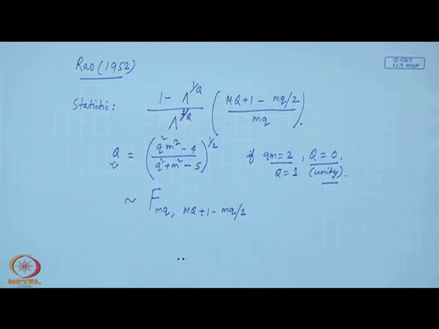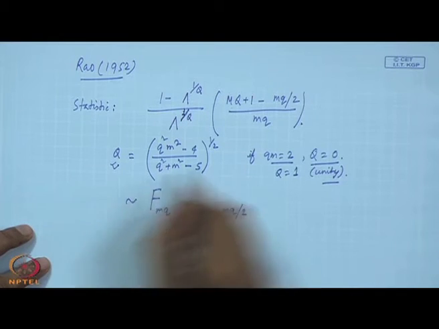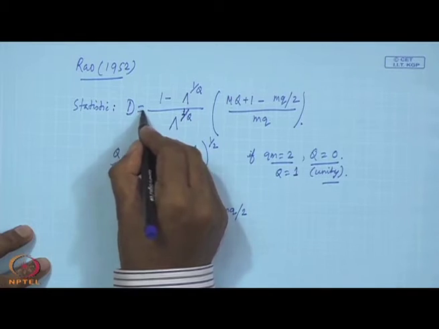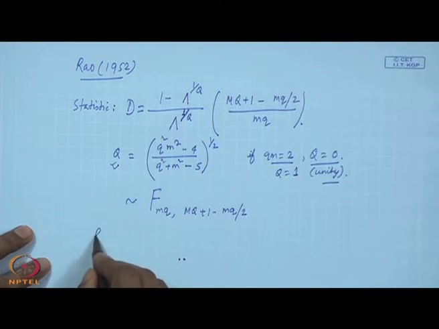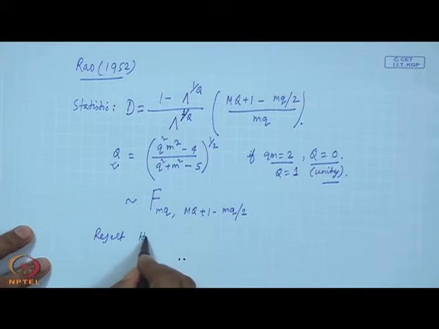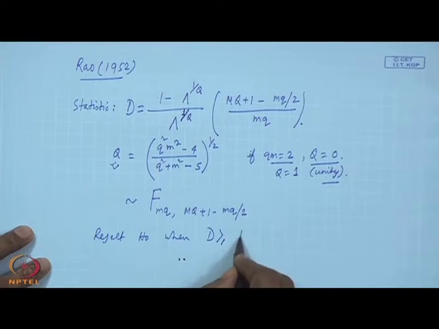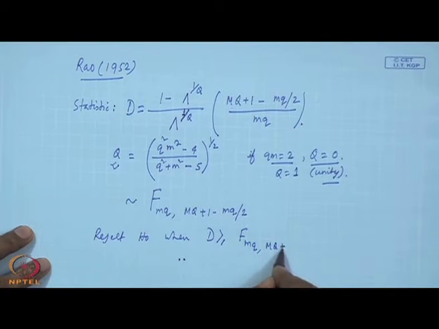So, when do you reject the null hypothesis? If I say this statistic, this total value, is D, then you reject H0 when D is greater than or equal to F with mq and capital M capital Q plus 1 minus mq by 2 degrees of freedom, at the alpha probability value.